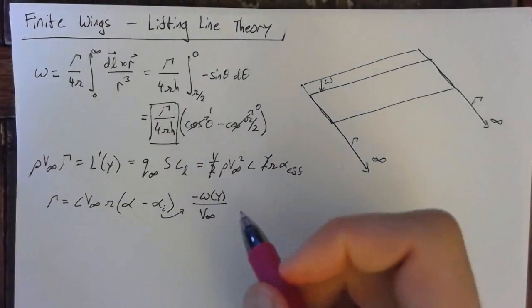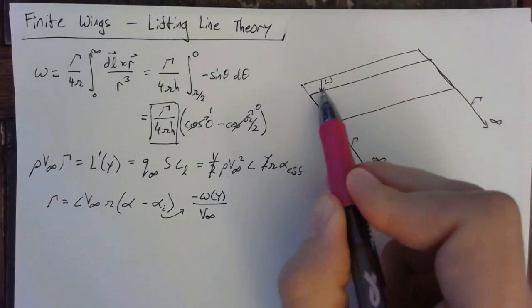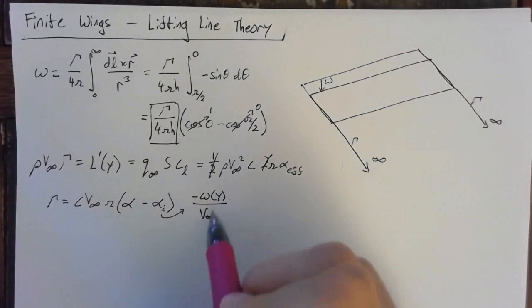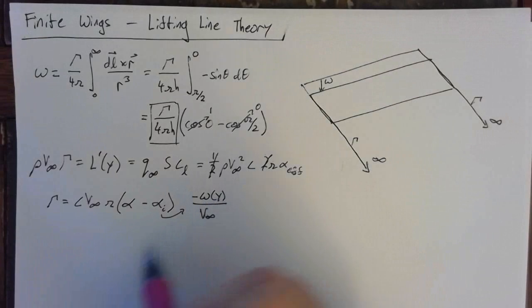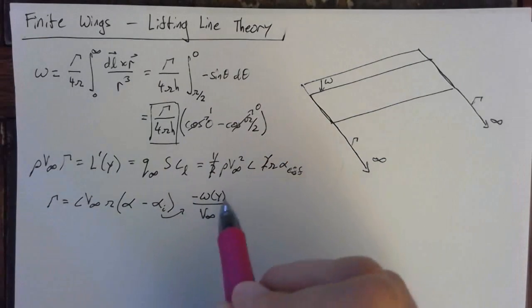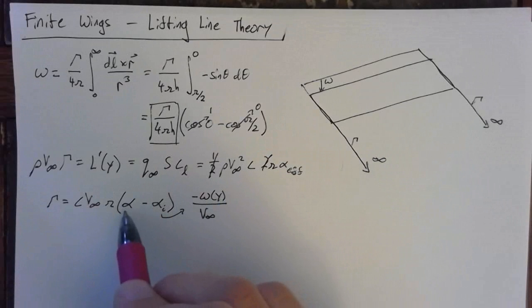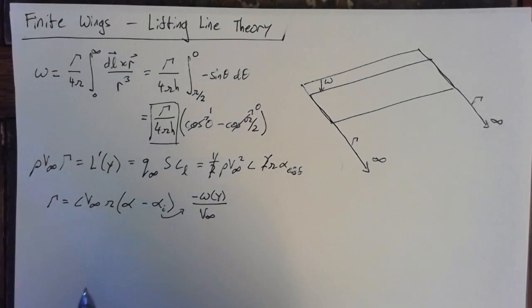Now, there's a problem with this, because our downwash at the wingtip, if we evaluate it right here at the end, well, this approaches infinity. And in order for this gamma to stay constant, then our alpha, our geometric angle of attack, is going to have to try to counteract that. So this is going to have to be equal to infinity. Well, that doesn't make sense. So we're going to have to change our model a bit.